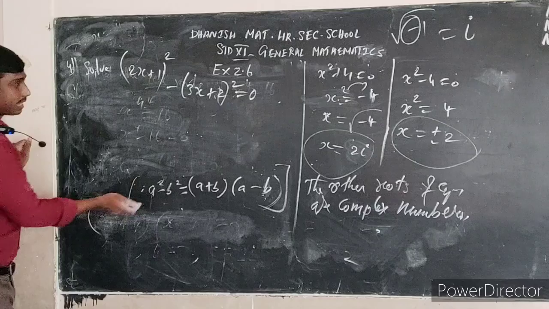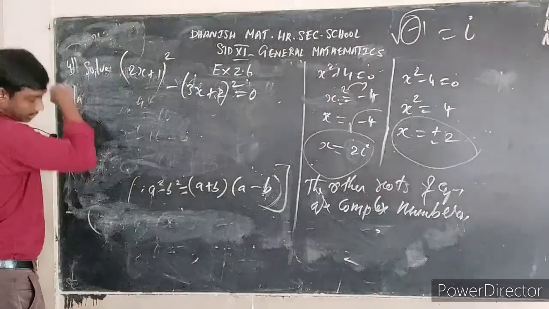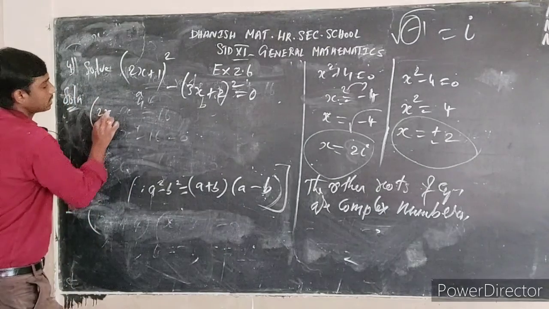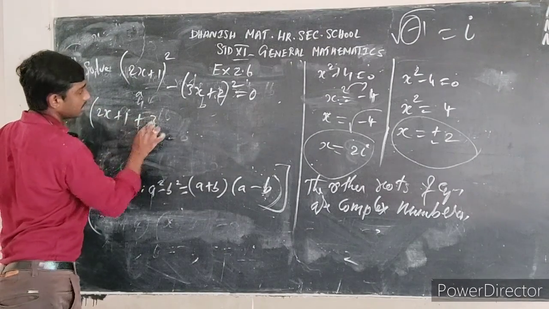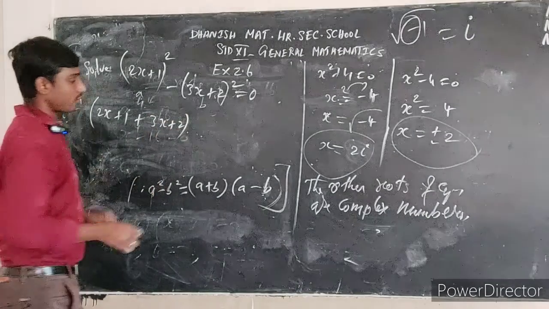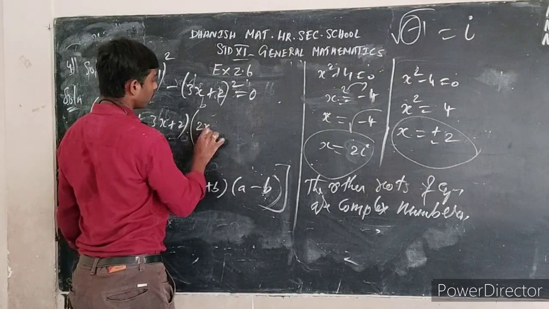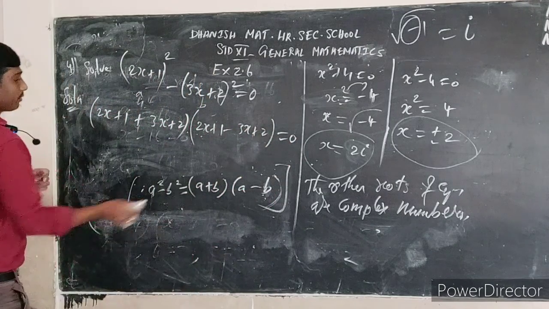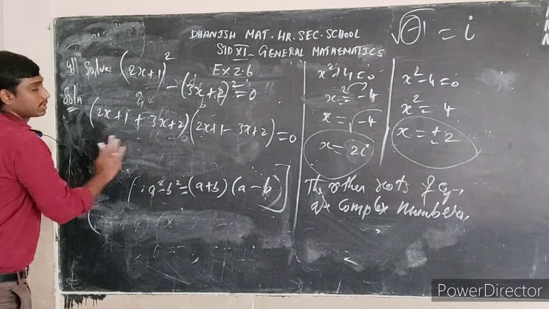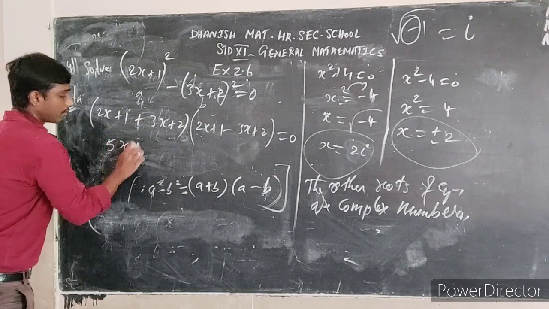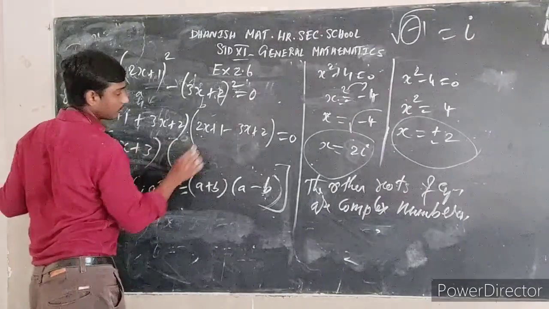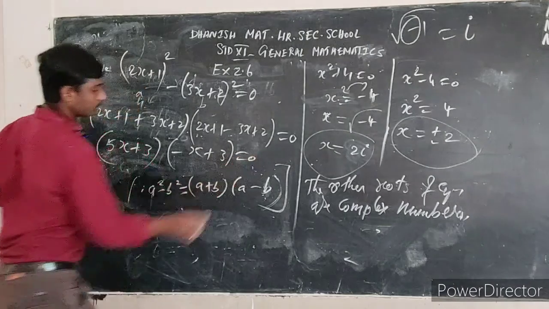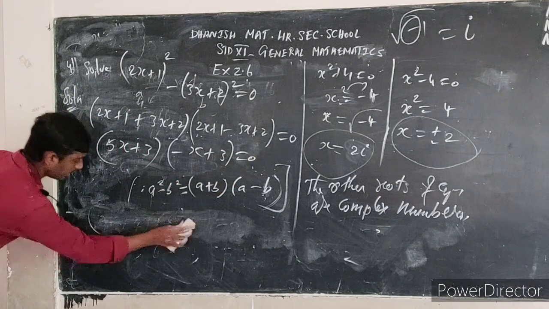So we are using the same formula here. Listen. This one is the a value, this one is the b value. Now I am going to apply this: 2x plus 1 plus 3x plus 2, this is the a plus b formula. Next the a minus b formula: 2x plus 1 minus 3x plus 2 equal to 0. So here 2x plus 3x we get 5x, 1 plus 2 is 3. Then 2x minus 3x is minus x, and 1 minus 2 is minus 1.